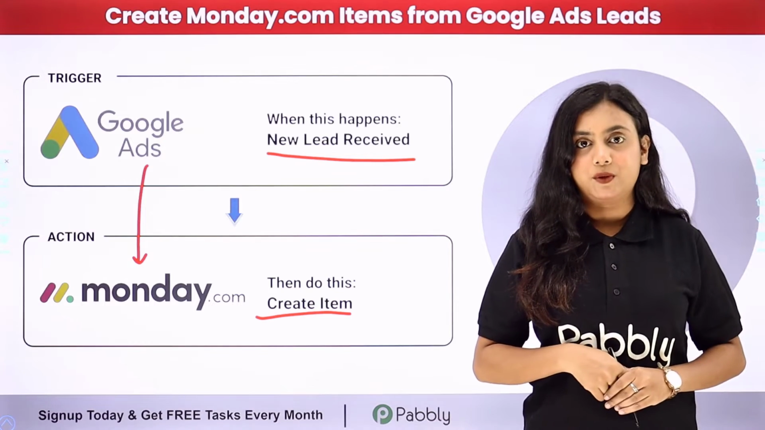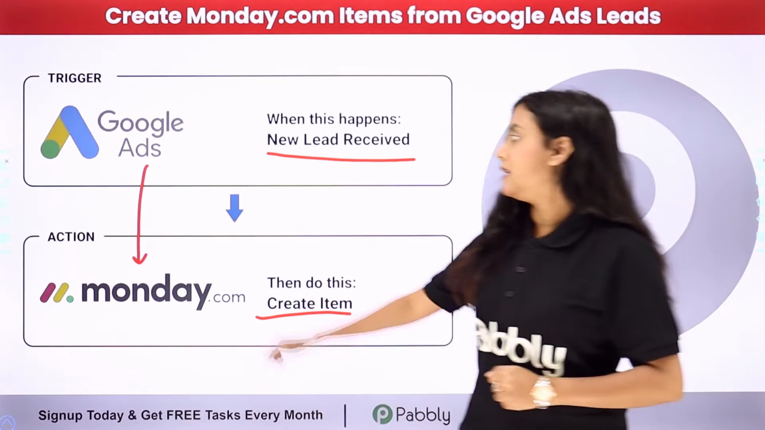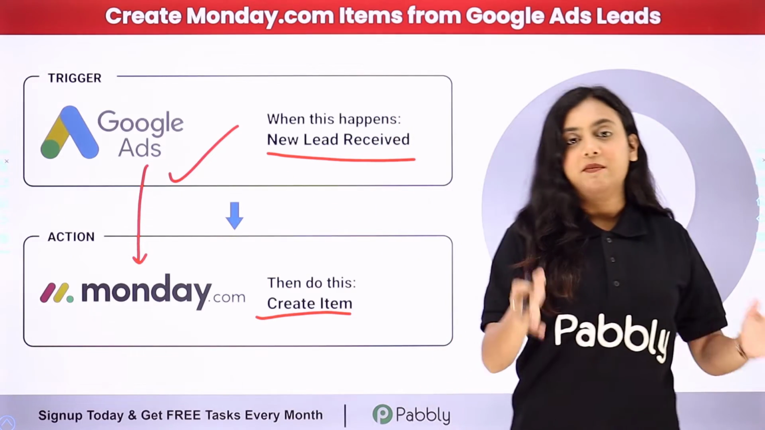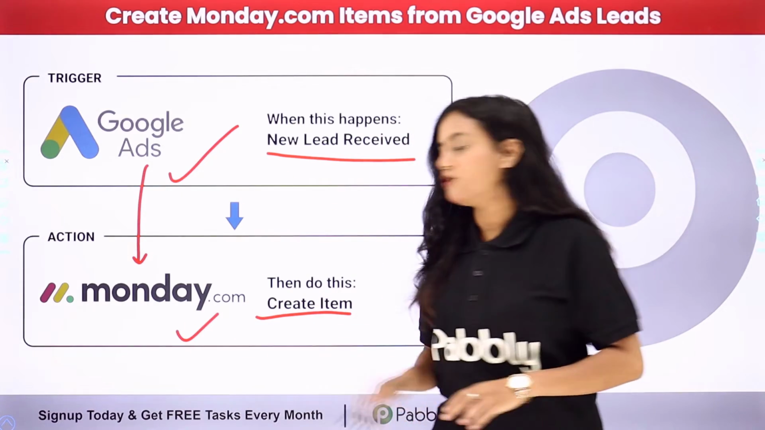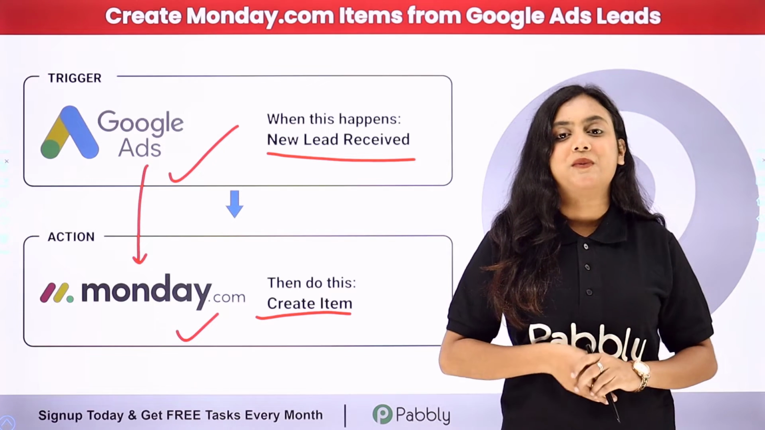Pabbly Connect runs on two principles, that is, trigger and action. In this process, my trigger application is going to be Google Ads and my action application is going to be Monday.com. If you want to learn how to do this automation, then let me take you all to my screen.